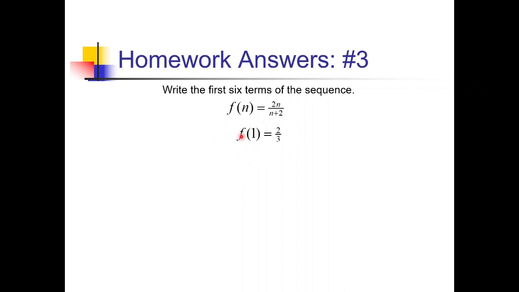So f of 1, that's going to be 2 times 1 over 1 plus 2, which is 2 over 3. For f of 2, we've got 4 over 2 plus 2, which is also 4, so that reduces to 1. And then for f of 3, we've got 6 over 5. F of 4, we've got 8 over 6, which reduces to 4/3. For f of 5, we're going to have 10 over 5 plus 2, which is 7. And then for f of 6, 2 times 6 is 12. 6 plus 2 is 8. 12 over 8, we can reduce that to 3/2.